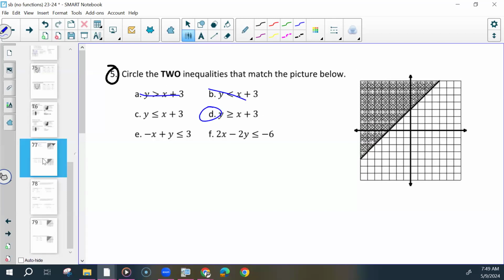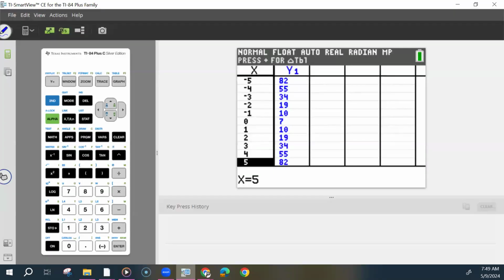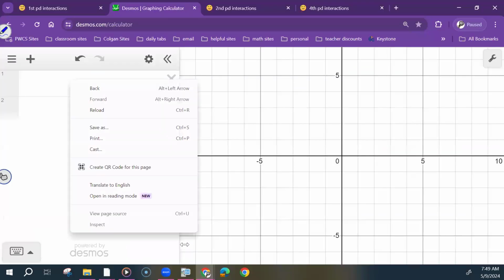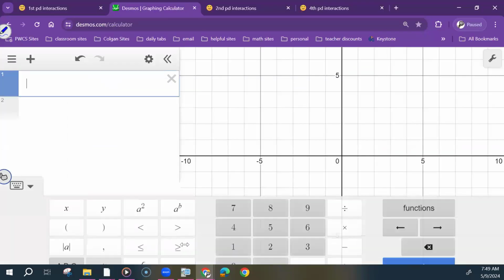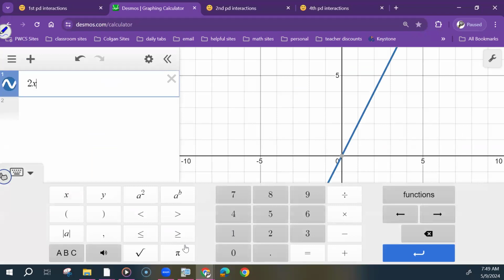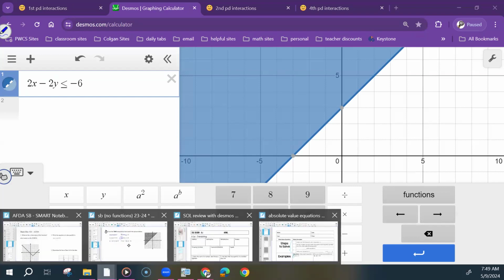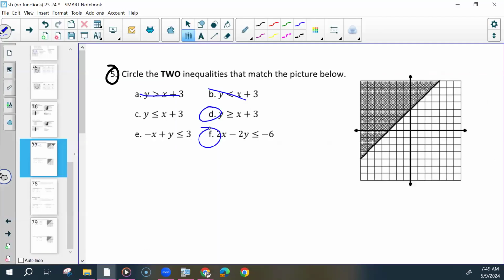Either by solving it or putting it in Desmos. If you put this into Desmos, you would see that it starts at 3, slope of 1, solid line shaded above. So B and F for your final answers to that.